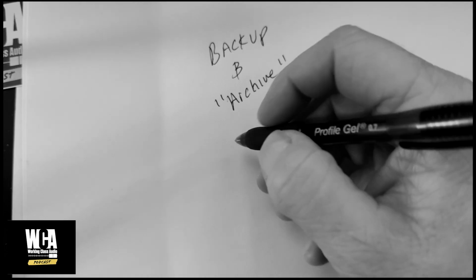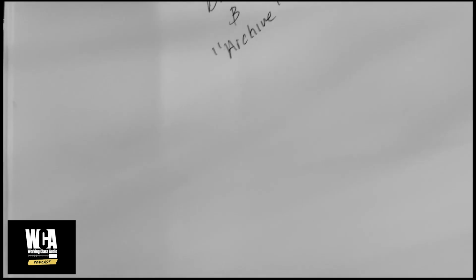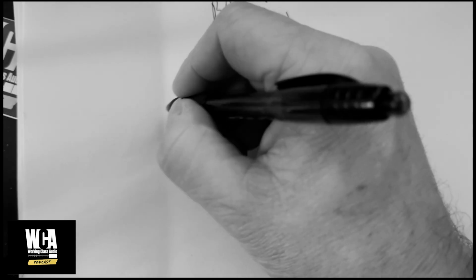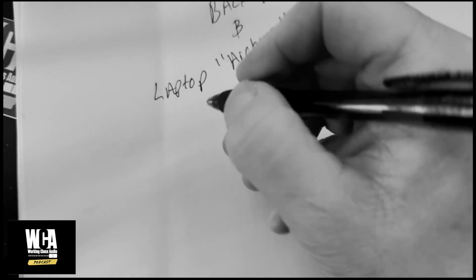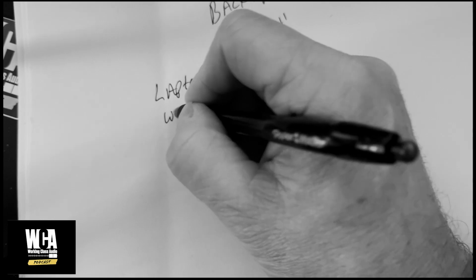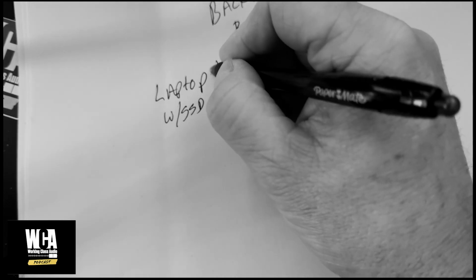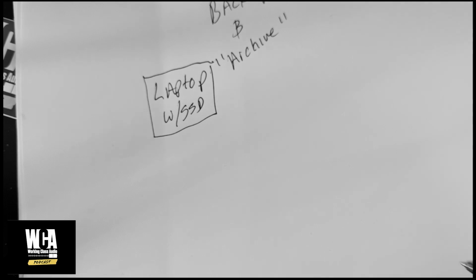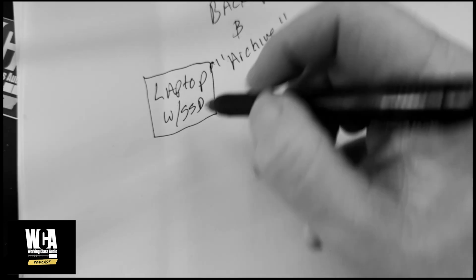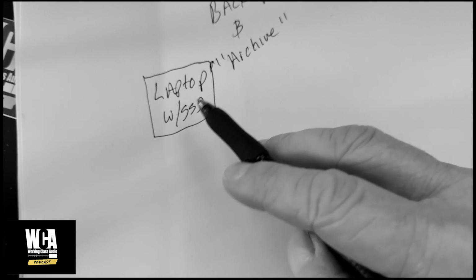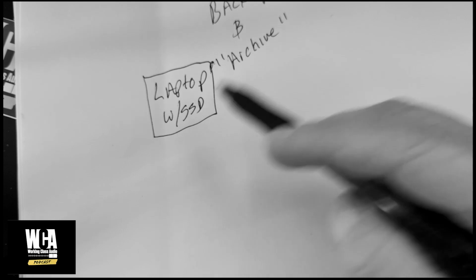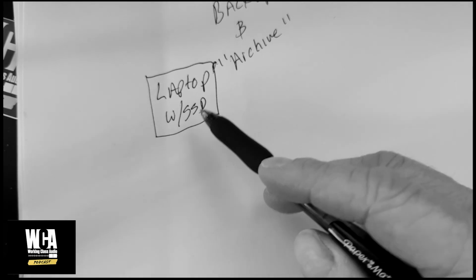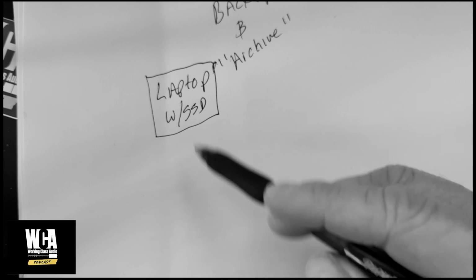Okay, so I've got three elements in this, and there's actually two sets of three elements. So let's start with the first. That would be the laptop workstation with an SSD. Here, we'll even put it in its own box. This is where I do all my primary work. This is where I do all my Pro Tools sessions, anything having to do with the Working Class Audio podcast, anything mixing, mastering oriented, everything goes here.